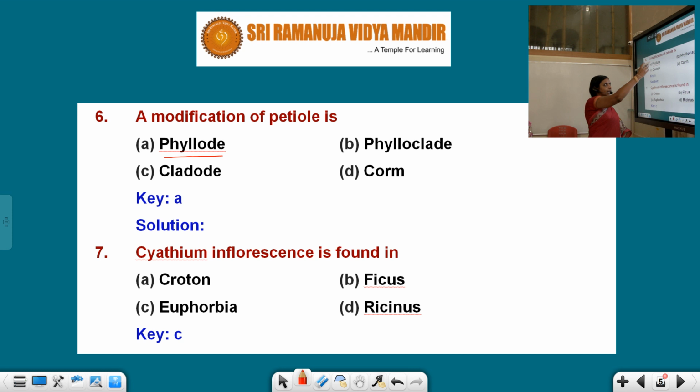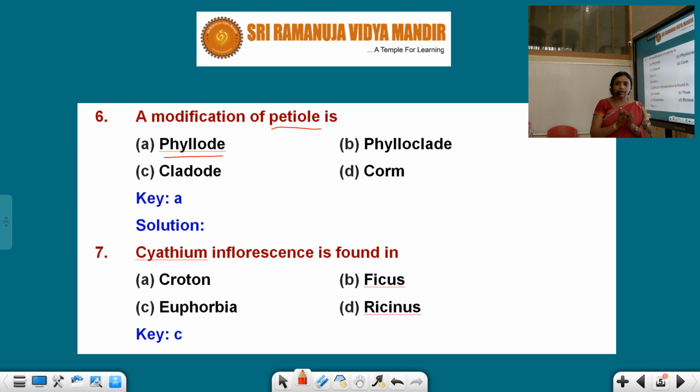What happens at the time of formation of phyllodes? The leaves fall off, and the petiole, which is holding the leaf, or the rachis you can say, expands in size and becomes green in color, and it is known as phyllodes, and it does the function of the leaf. That means it performs photosynthesis. So the answer is A. See in the key also.